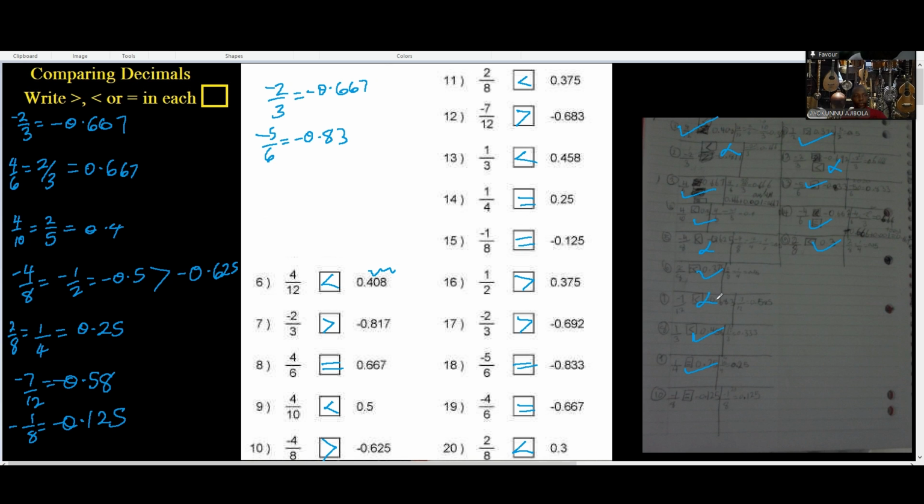1, 2, 3, 4. 1, 2, 3, 4, 5, 6, 7, 8, 9, 10. It's 10 out of 14. Is it 14? Okay, this one, that's 11. Okay, take note of your corrections. Then we'll move into area of shapes.